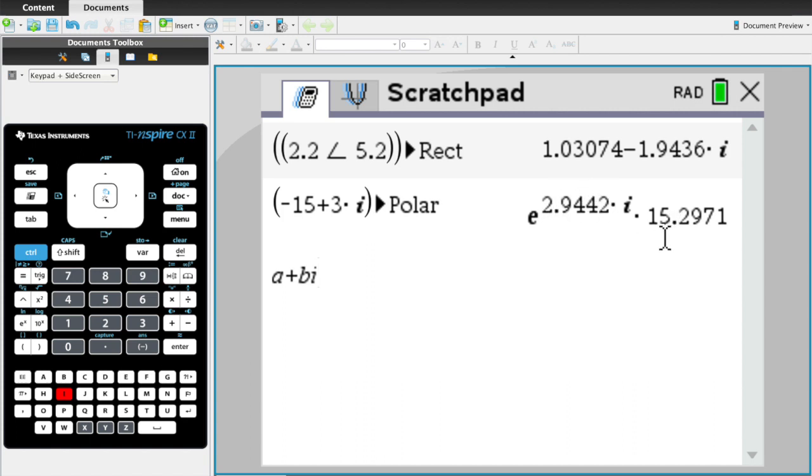So again, what I would record for my polar coordinate would be something like 15.2 as the radius, and then this 2.94 would be my angle that I put in there. And this again is in radians. You can see I have radians up above here.